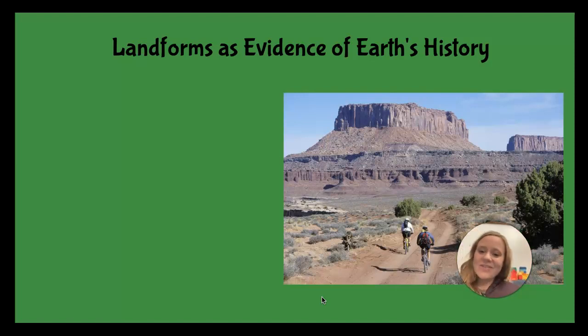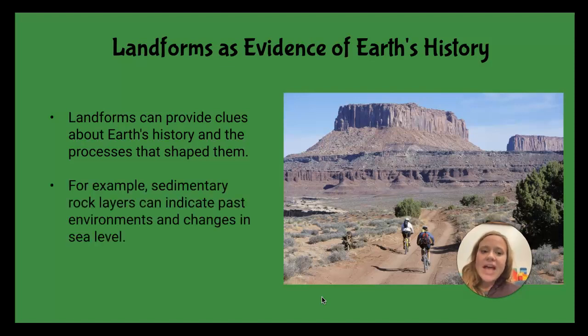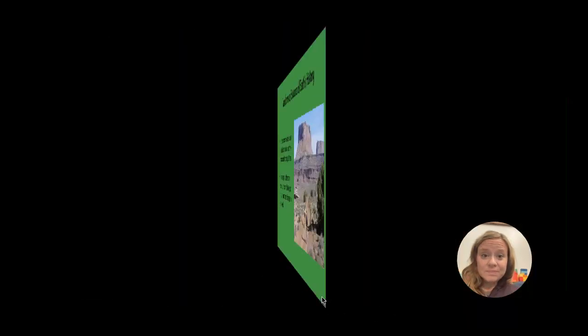We can use these landforms as evidence of the history of Earth and then compare that to other planets and celestial bodies. We can look at the sediments on these landforms and the processes that formed them, and that helps us formulate some observations and inferences about what we think the landforms on other planets were and how they compare.